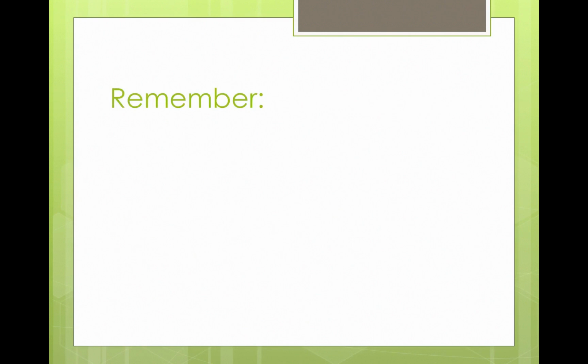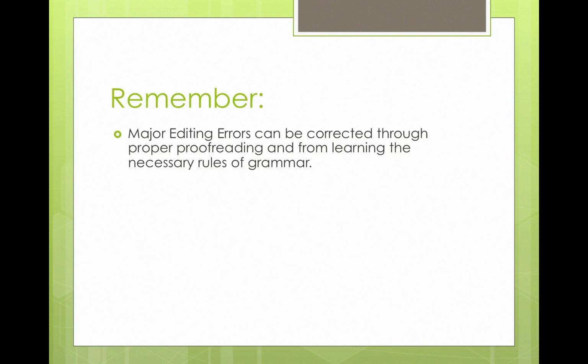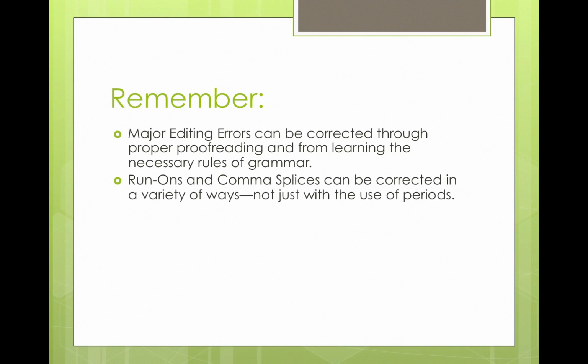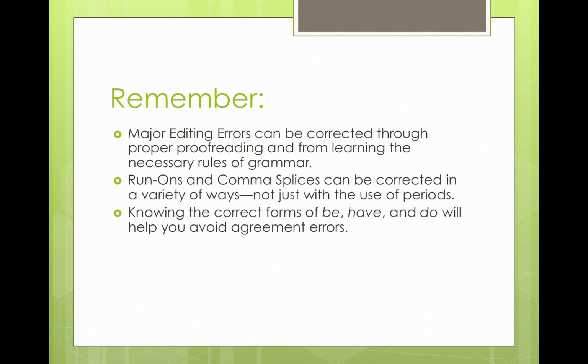Now, some things to remember from this presentation and the one before it. Major editing errors can be corrected through proper proofreading and from learning the necessary rules of grammar and punctuation. Run-ons and comma splices can be corrected in a variety of ways, not just with the use of periods, though that is one way. You may want to diversify and vary your sentence structure by adding those other elements we talked about. Knowing the correct forms of be, have, and do will help you avoid agreement errors.